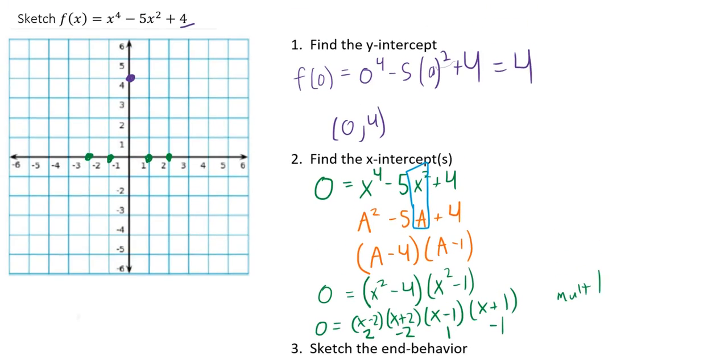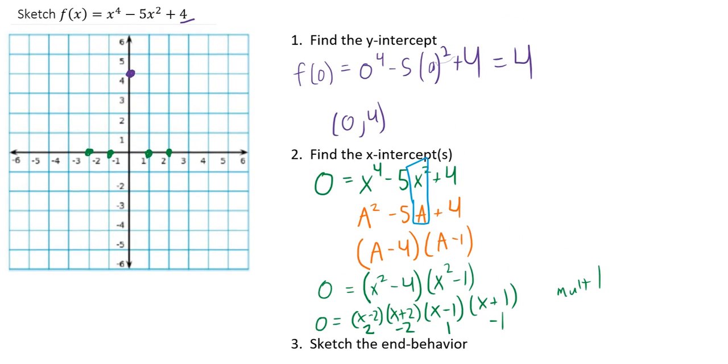Next, I sketch the end behavior. This has a positive leading coefficient. The leading coefficient is an invisible positive 1. Positive leading coefficient means this side goes up. This has an even degree, so the left side will match the right side. Since the right side went up, the left side will go up too. They have to match since it's an even degree, degree 4 even.